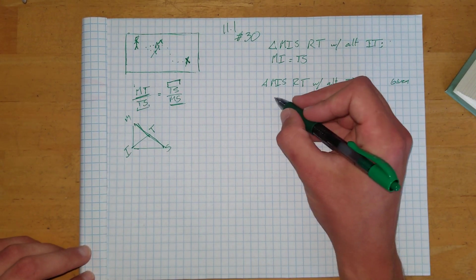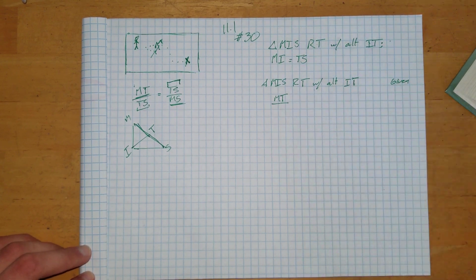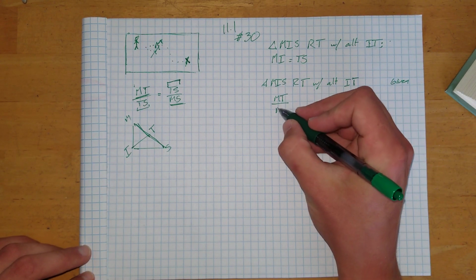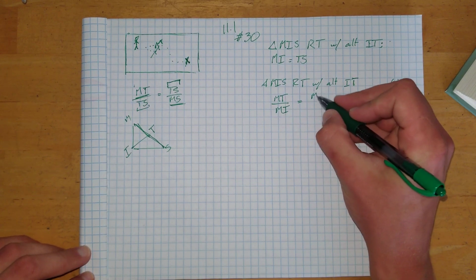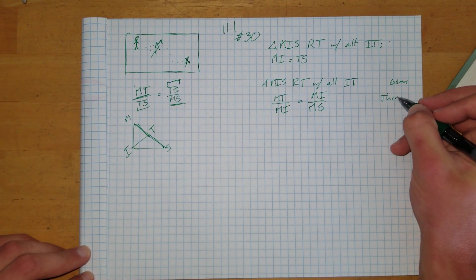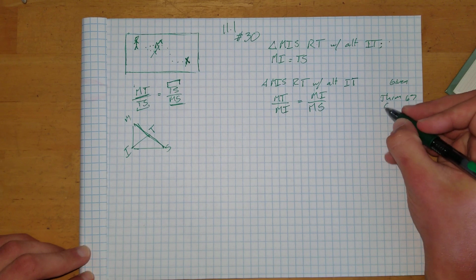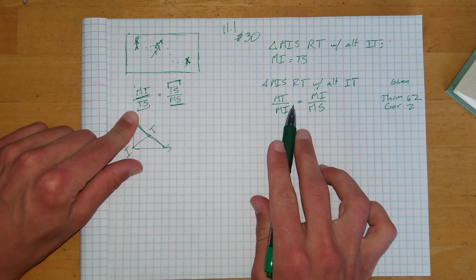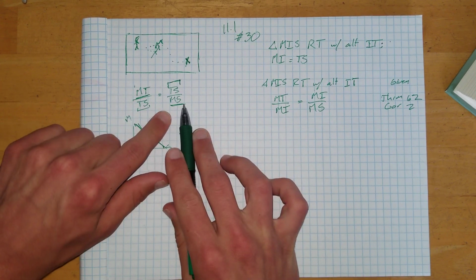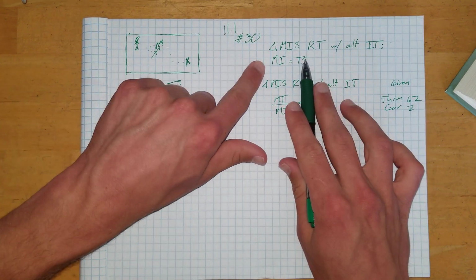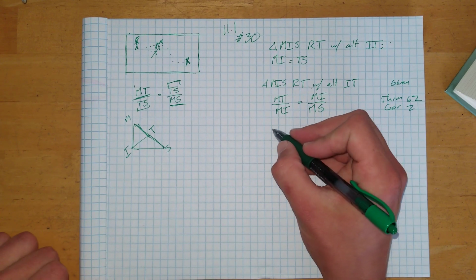So that tells us that MT over MI equals MI over MS. That's Theorem 62, corollary 2. These are obviously not the same as what we want, but it's close. We have MT and MS, but we have TS here and MI here, same thing here. If we look up, we see that MI equals TS, so we're going to use that given.